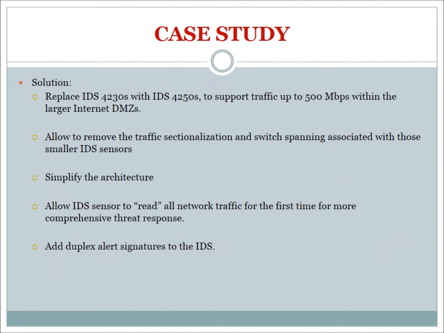The solution: replace the IDS 4230 with the IDS 4250 to support traffic up to 500 megabits per second within the larger internet DMZs. This allows removal of the traffic sectionalization and switch spanning associated with the smaller IDS sensors, simplifies the architecture, allows IDS sensors to read all network traffic for the first time for more comprehensive threat response, and adds the flag alert signature to the IDS.